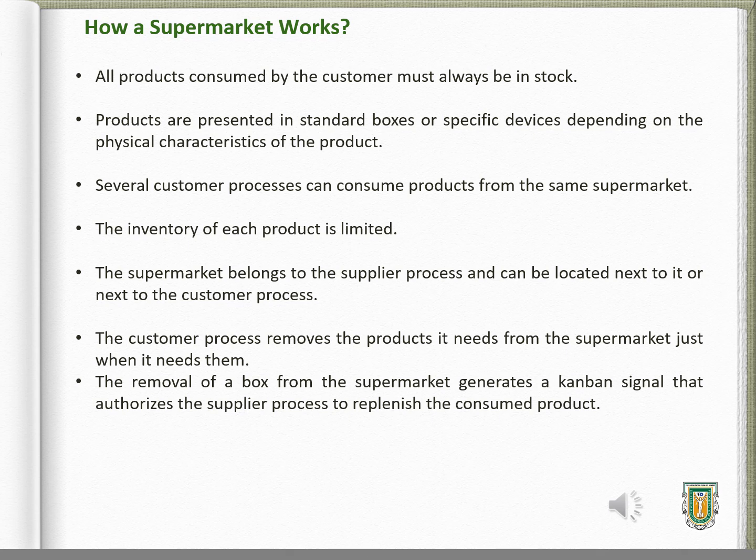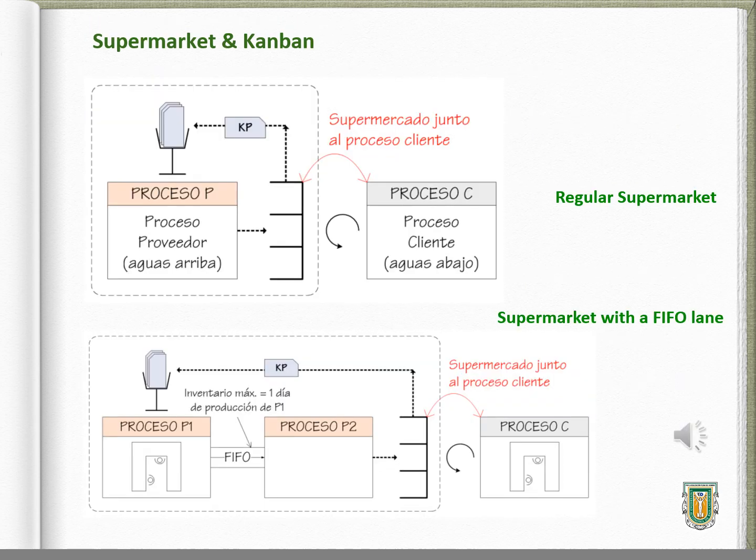Several customer processes downstream can consume products from the same supermarket. The inventory of each product is limited. The supermarket belongs to the supplier process and can be located next to it or next to the customer process. The customer process removes the products it needs from the supermarket just when it needs them. The removal of a box from the supermarket generates a Kanban signal that authorizes the supplier process to replenish the consumed product. In lean manufacturing, the supermarket and Kanban are usually joined together.